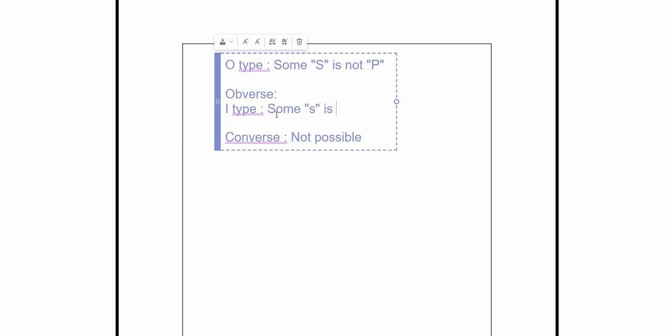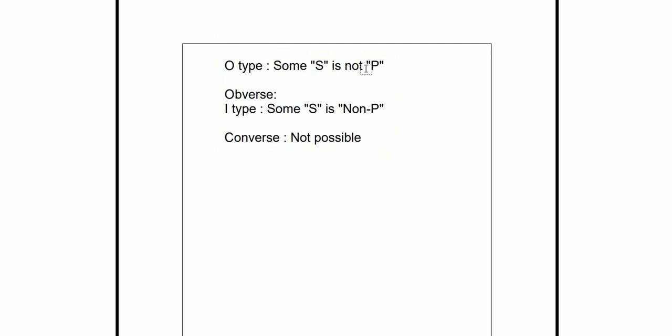is, now we have to remove this not because we are going into I type. Some S is non-P. Not goes out and non-P remains. Do let me know if you find any mistakes that I have done while solving this, because I'm covering up too many things at one go in one video. There may crop up some errors. Do point that out to me.